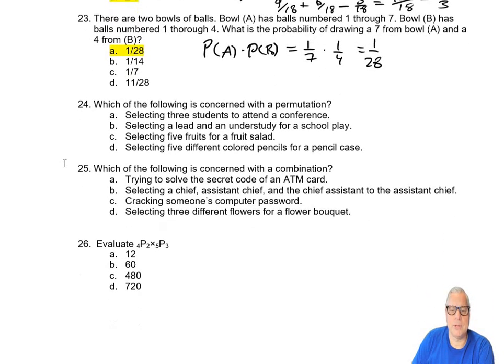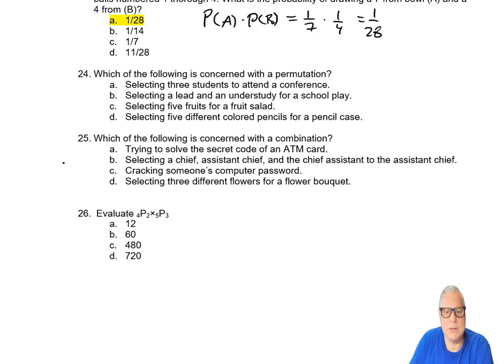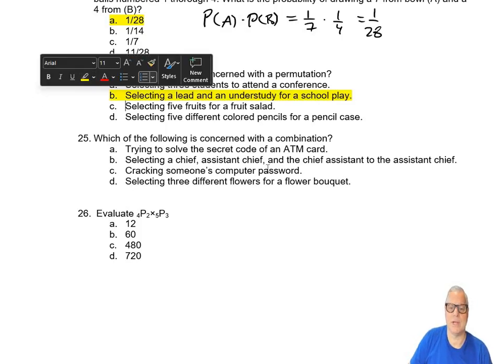Which of the following is concerned with a permutation? Selecting 3 students to attend a conference. No, the order doesn't matter. Selecting a lead and an understudy for a school play. Yeah, there is a lead and an understudy, so the order is there. Selecting 5 fruits for a fruit salad. No, the order doesn't matter. Selecting 5 different colored pencils for a pencil case. No, the only permutation is the lead and understudy.